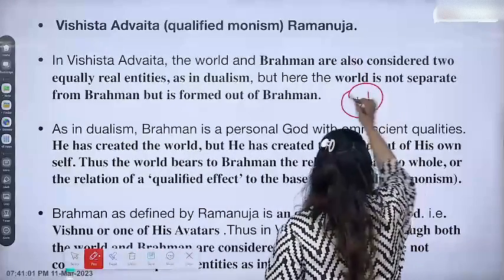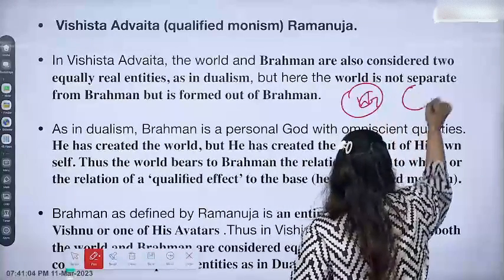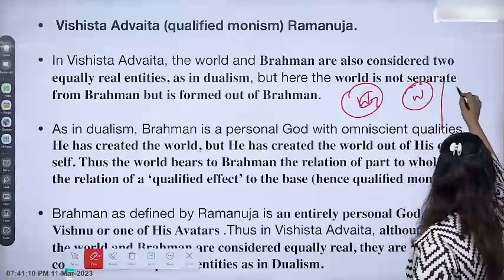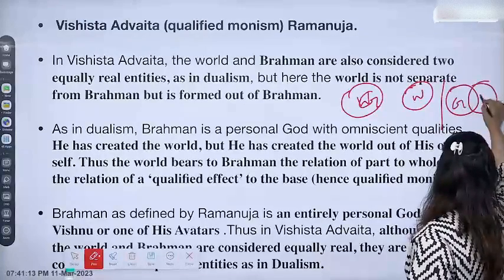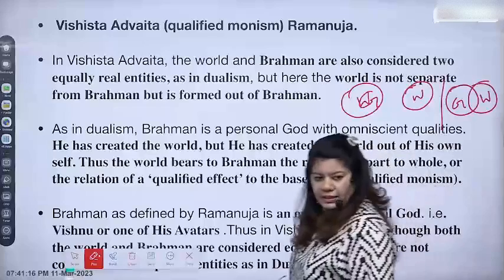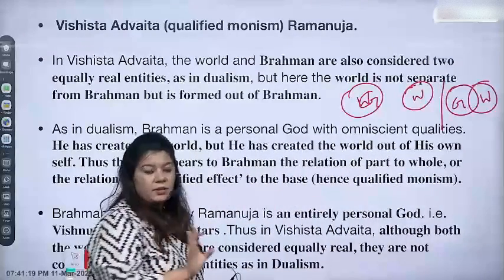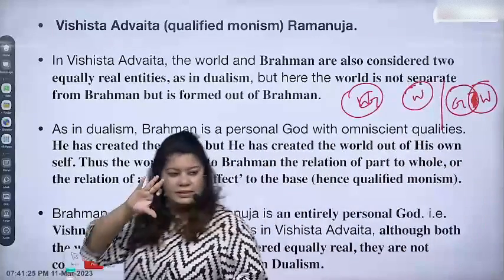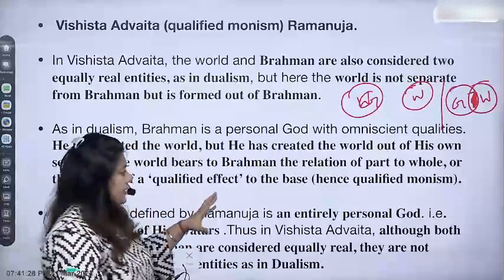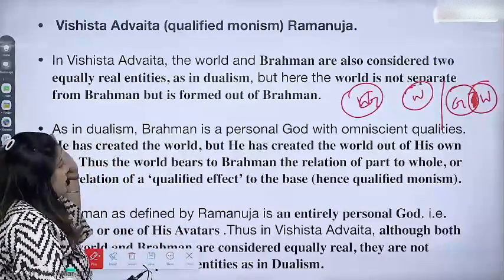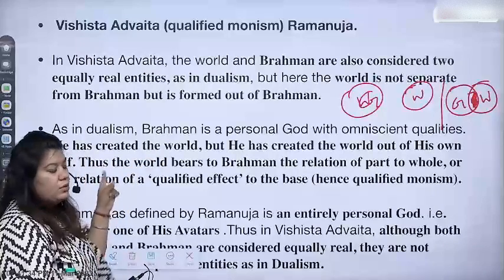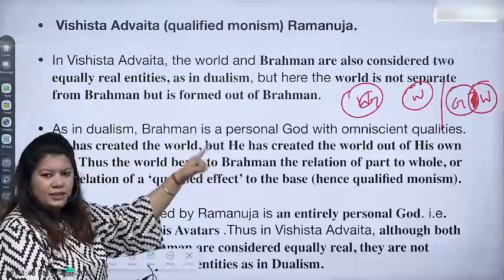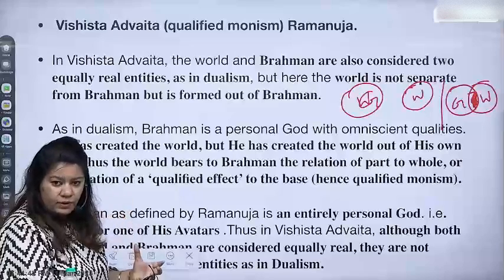World and God are two equal real entities. This was in Madhvacharya's philosophy. Here, God and world are two equal real entities, but they both are not separate from each other. Some part of God is there in the world, right? Some connection is there. So here also, like Madhvacharya's school, it says that Brahma is a personal God. God has created the world out of his own self, right?